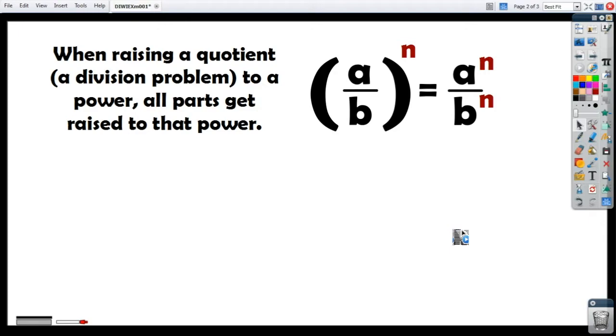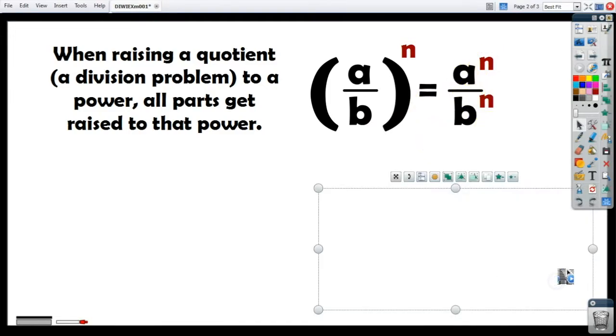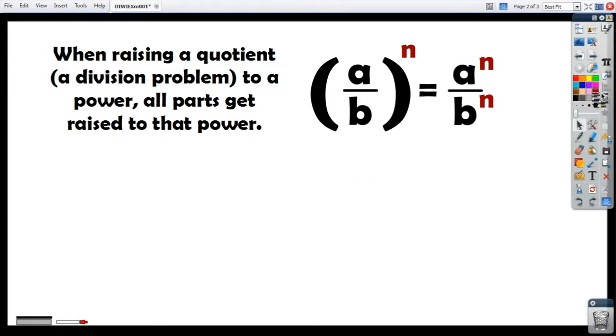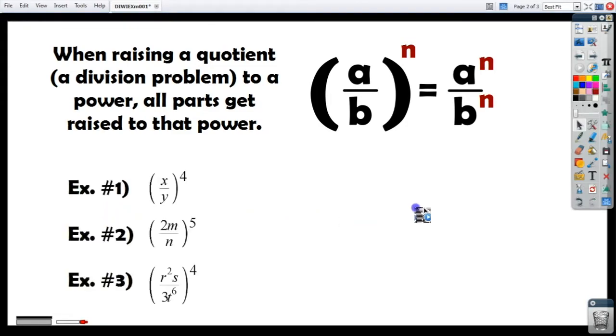A divided by b, the whole thing in parentheses to the power of n, equals a to the n over b to the n. And so this is how we deal with putting a quotient or a division problem, the whole thing, to a power. So now if we apply it to a problem like this, we can now use that shortcut to speed up the process.